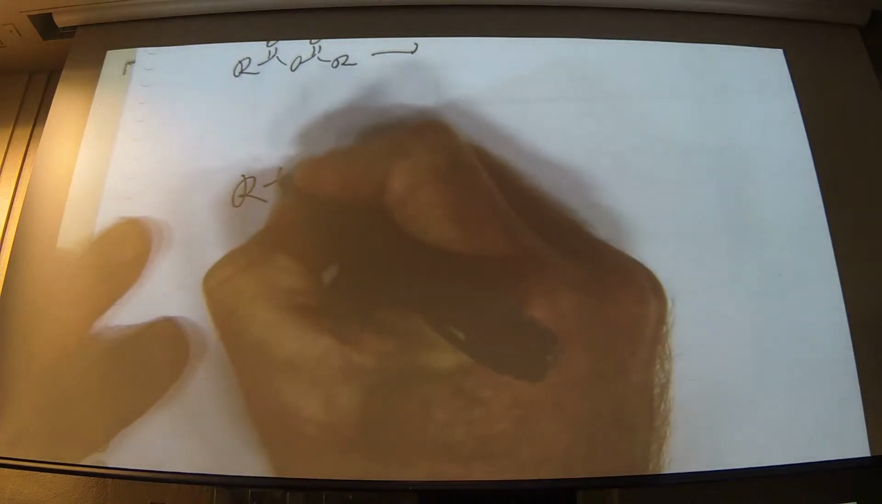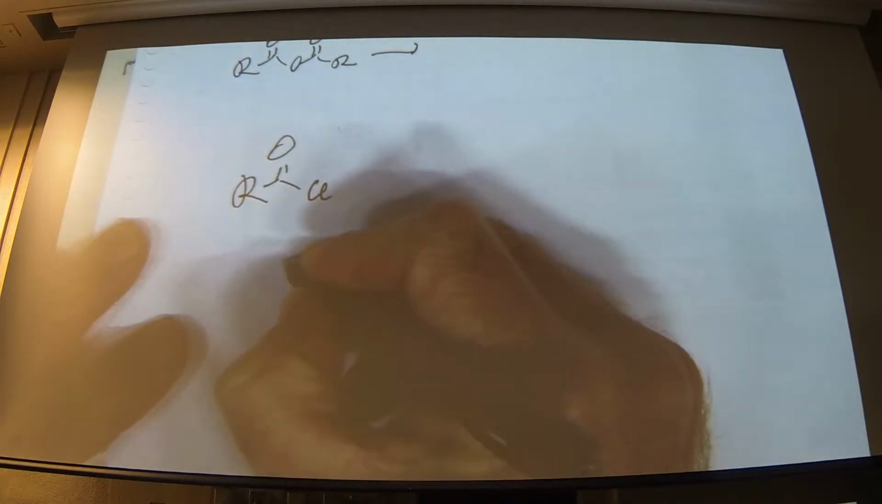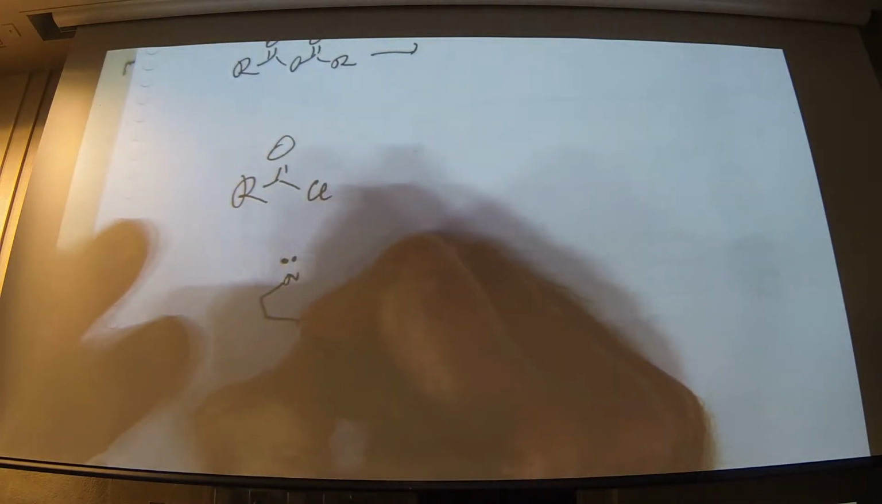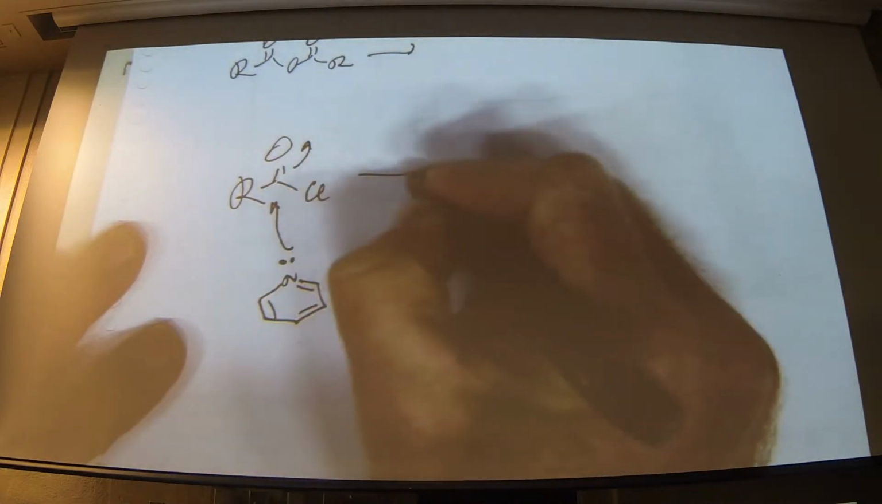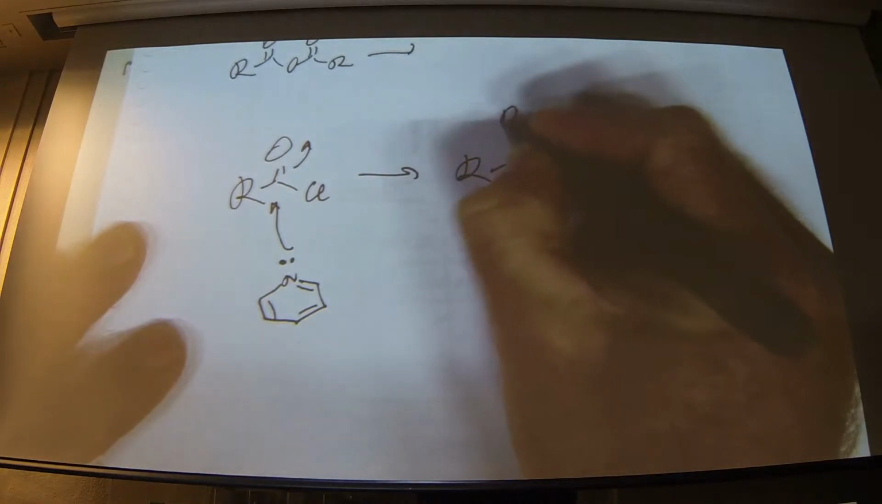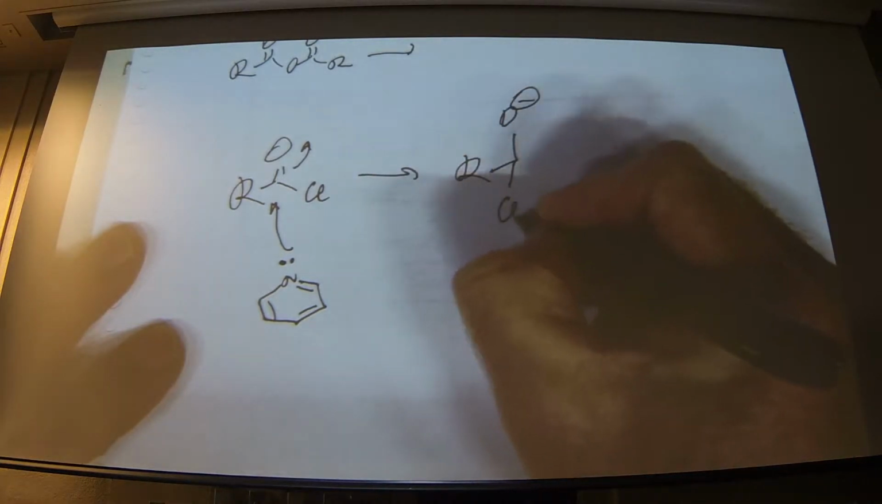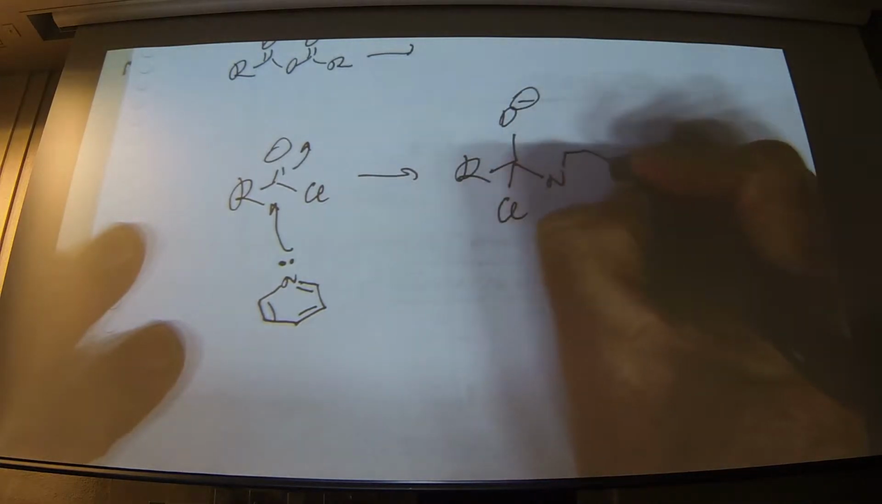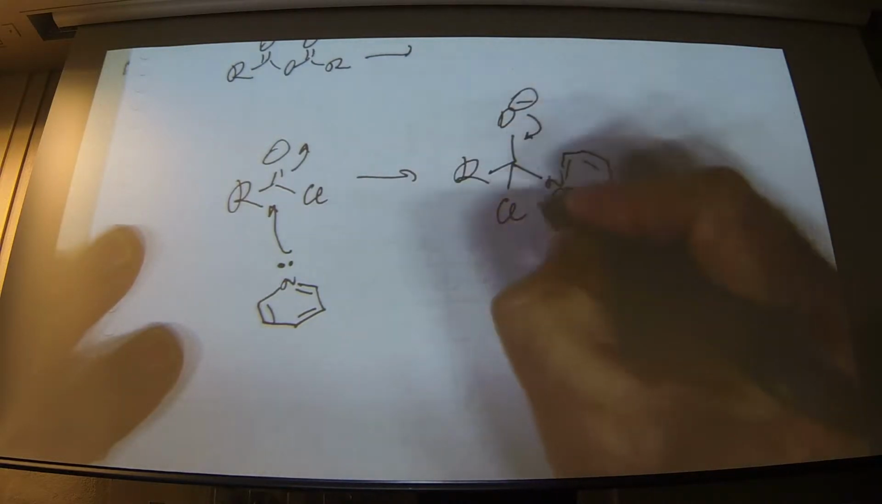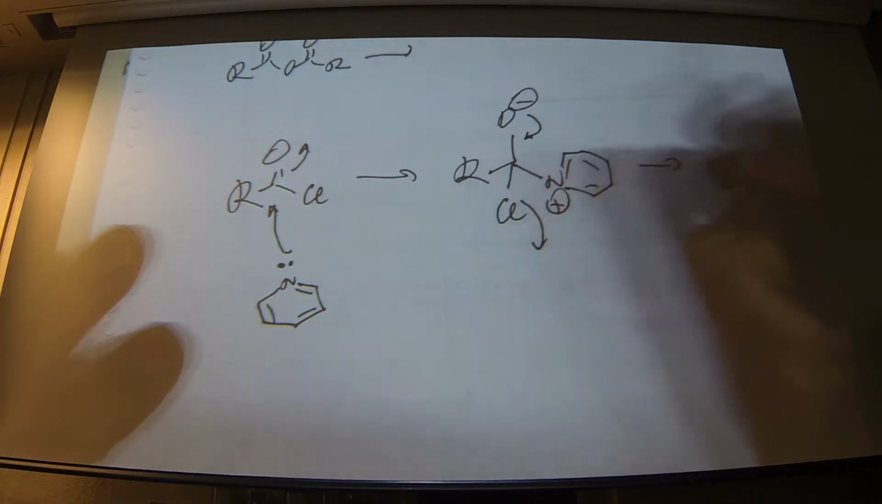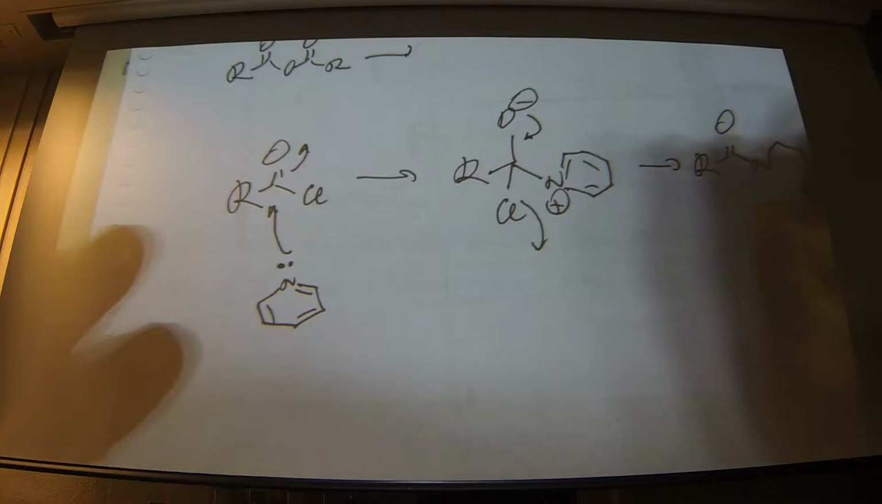So if I have an acid chloride, and I allow that to react with pyridine, what's going to happen? Well, I'm going to get, obviously, a tetrahedral intermediate. And after that tetrahedral intermediate collapses, I'm going to end up with something that is really very reactive.